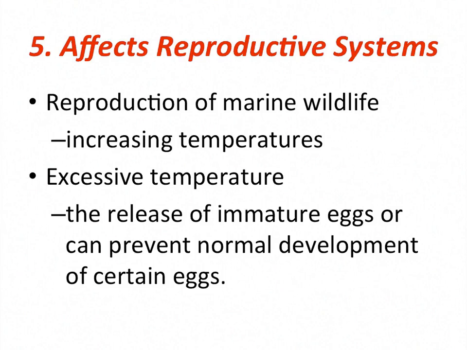This can also happen due to increasing temperature, as reproduction can happen only within a certain range of temperatures. For example, excessive temperature can cause the release of immature eggs, or it can also prevent the normal development of certain eggs.